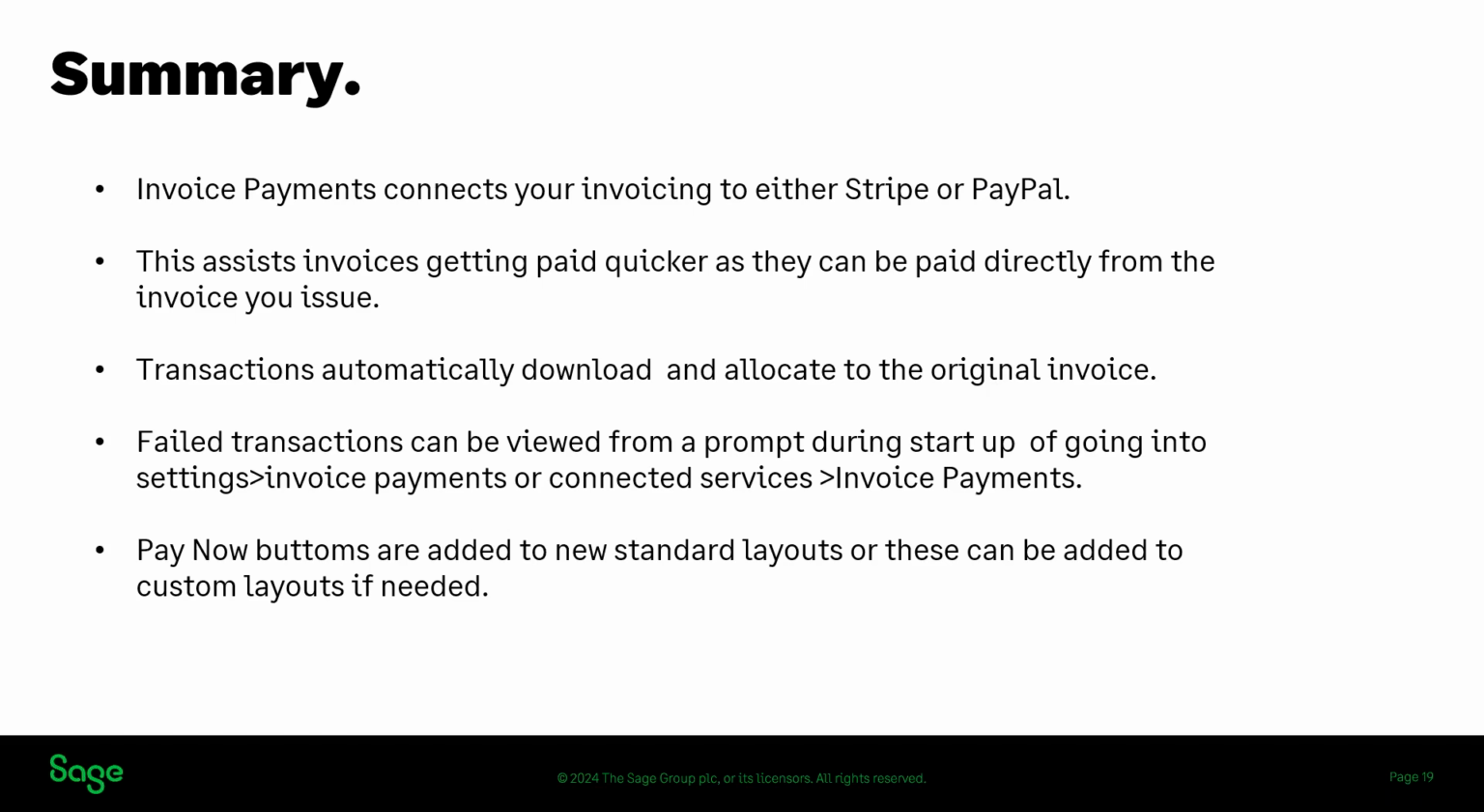So Invoice Payments is a way of connecting your invoicing to either Stripe or PayPal. It means that you can get paid quicker because your customers can pay directly from a link in the invoice that you issue to them by email. The transactions can download automatically, and where possible will allocate to the original invoice for you. So again, minimal processing required with this. You can view those failed transactions by going into connected services and Invoice Payments, and it gives you quite a clear explanation as to why.